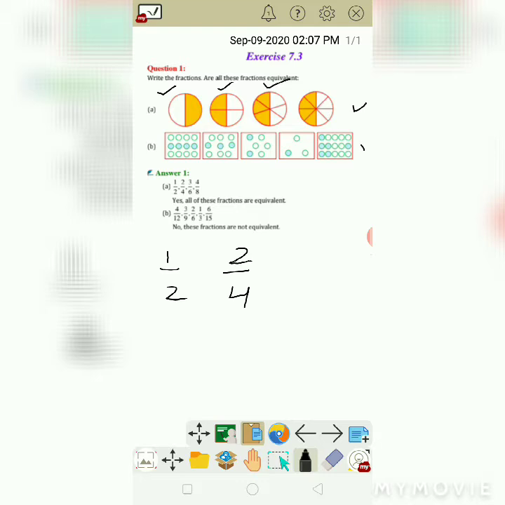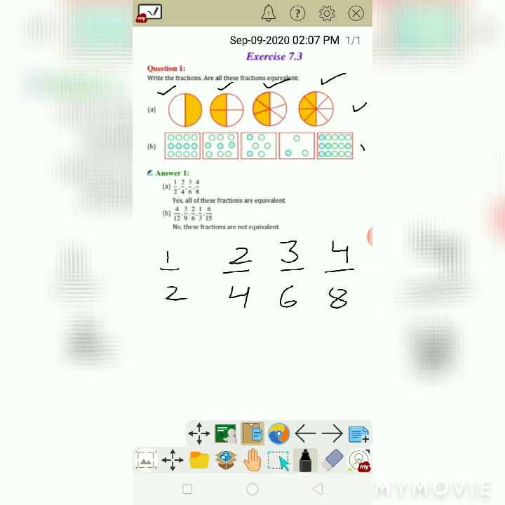In the third figure, how many parts are there? 1, 2, 3, 4, 5, 6. Count it. It will be 6. And how many are filled? 3 are filled. And in the last one, how many parts are there? 8 parts are there. So in the denominator, we will write 8. And how many are filled? 4 are filled.